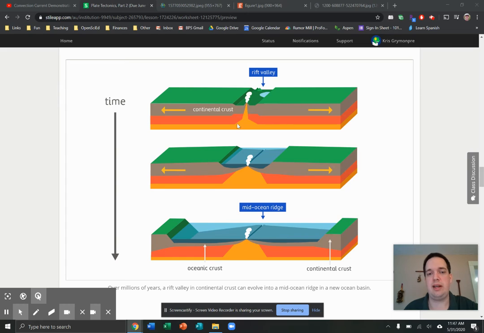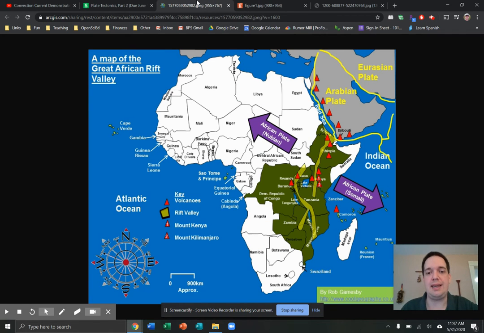Now, because it's creating oceanic crust, even if it happens in the middle of continents, eventually that will create a new ocean right there. And you'll see a long chain of volcanoes down the center of that ocean. So we have a great example of that happening today in Africa.